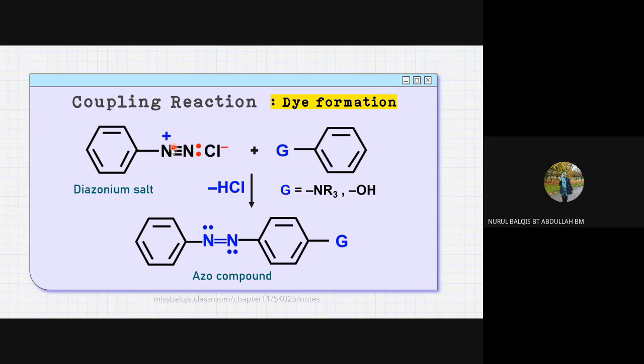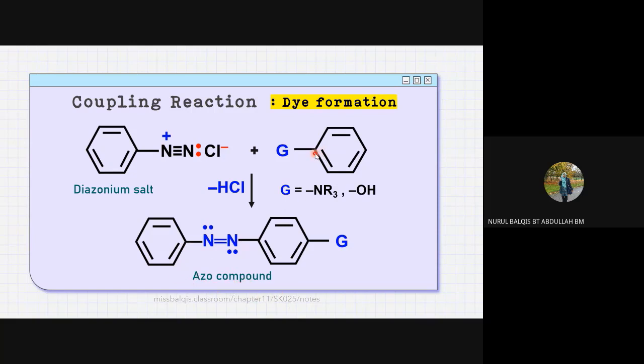Instead of having three bonds, kita akan tinggalkan dua sahaja. So bila dua, tak ada lagi lah positive charge. Sebab keliling N sekarang dah ada 1, 2, 3, 4, 5. So zero formal charge. Yang ni pun sama. 1, 2, 3, 4, 5. So kita akan hanya dapat this N double bond N. When we have this N double bond N, we have this azo compound.